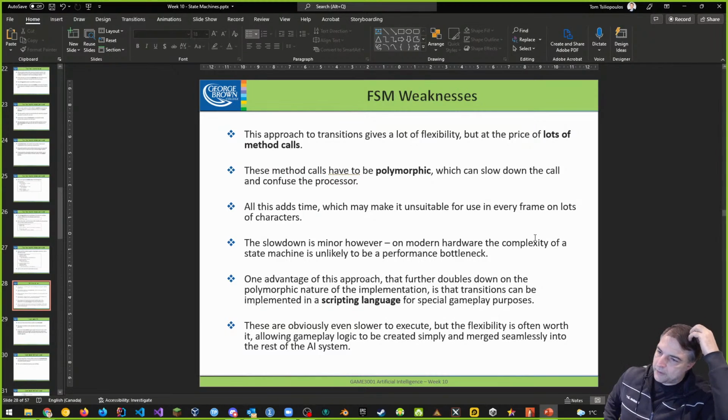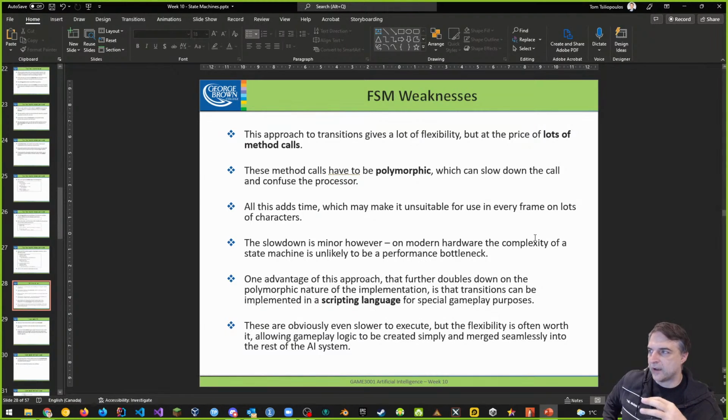So we talked about really interesting things and how finite state machines would work, but we also should talk about some weaknesses. One of the things is that we have a lot of method calls happening. Our stack is going to be full of different calls, from one state to the other state, from one state to the transition, from the transition to its set of actions. There's going to be a lot of function calls.